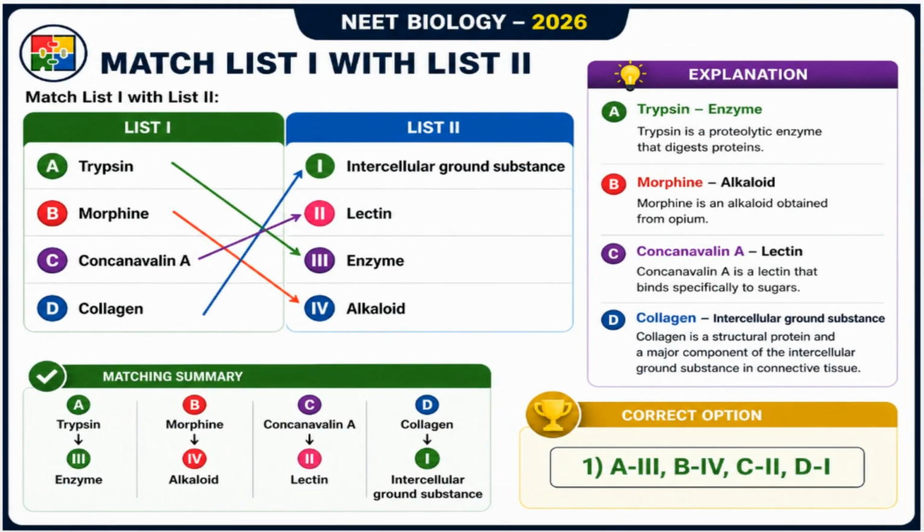We match list I with list II. Trypsin is an enzyme. Morphine is an alkaloid. Concanavalin A is a lectin. Collagen is an intercellular ground substance. The correct option is 1: A-3, B-IV, C-2, D-I.